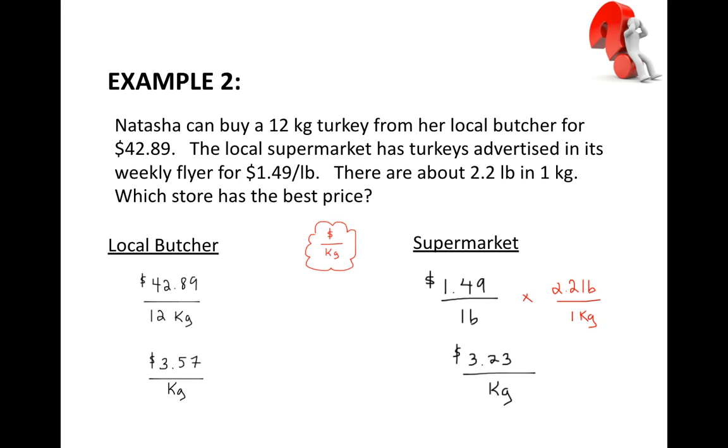So what I've done is now everything is the amount of money per kilo, and I can compare them. It tells me that the supermarket has the best price. Now, whether or not you would actually buy the turkey from the supermarket or your local butcher will depend on all kinds of things. The only thing that we've asked you here is, what is the best price? Well, the best price is at the supermarket.